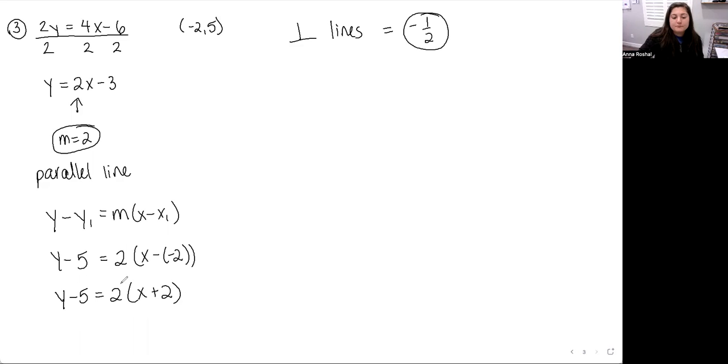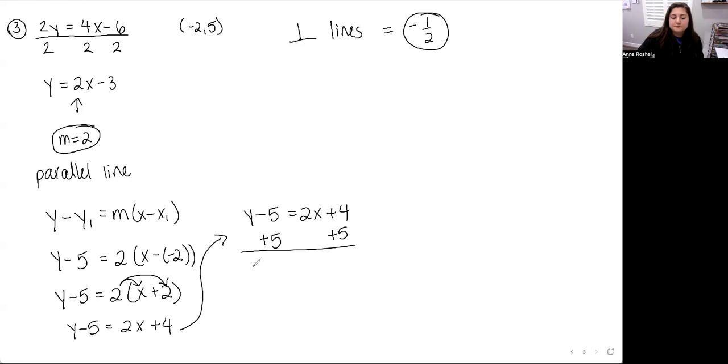And then let's turn this into standard form. I'm going to start off by distributing, so I'm going to end up with y minus 5 equals 2x plus 4. I'm going to add the 5 to both sides, and I'm going to end up with y equals 2x plus 9.